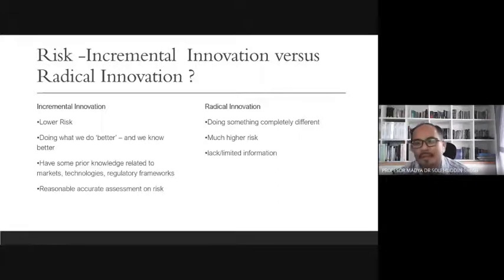On the other hand, when we talk about radical innovation, we are going to do something completely different. When you do something completely different, the risk will be higher, and we don't have much information, there is a lack of information about the thing that we are planning to do.